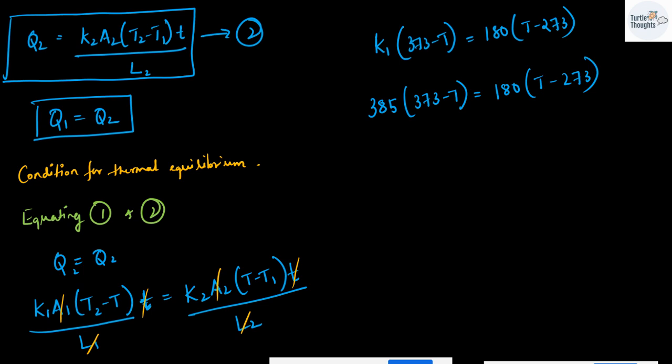You can solve for the value of T by multiplying, or you can take 180 to the other side and solve for T. The T value you should be getting is somewhere around 340 Kelvin. This will be your final answer. This is the answer you should be arriving at.